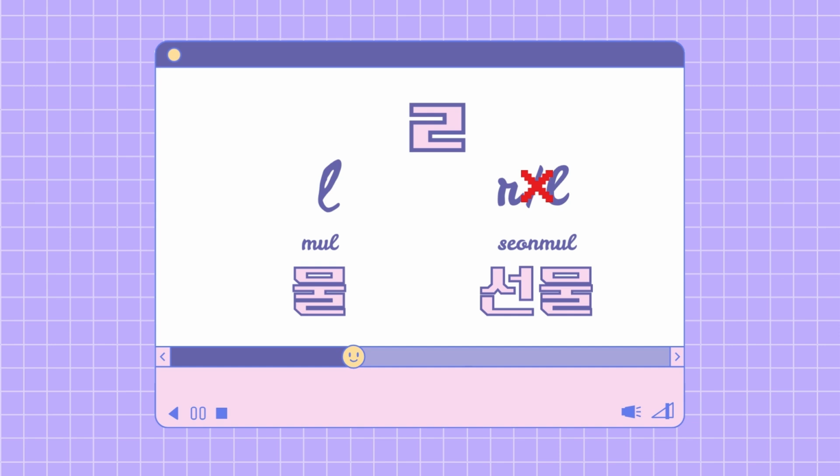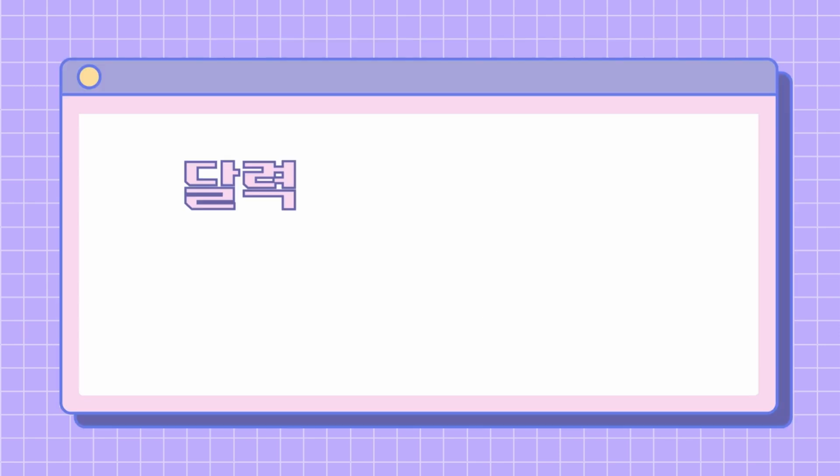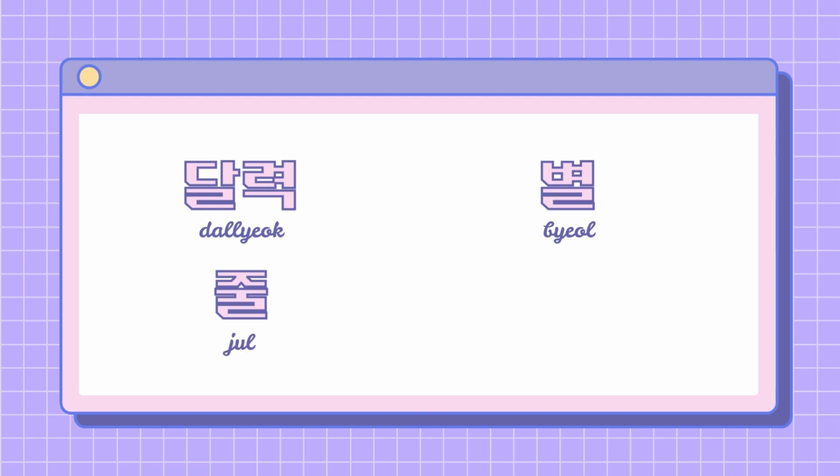Okay, now it's your time to practice. Can you try to read the first word? 달력, 달력. 별, 별. 줄, 줄. 갈, 갈. So as you can see through the examples, rieul as a Batchim only produces the L sound.